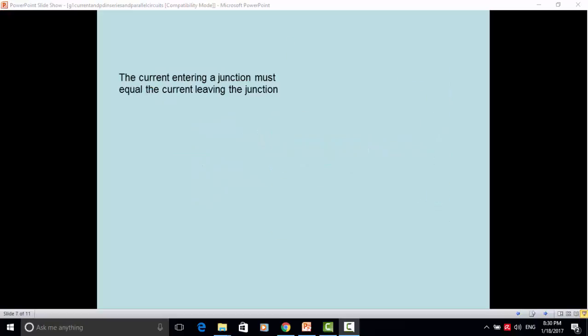So the current entering a junction must equal the current leaving a junction. The number of charges doesn't change. So with a junction here, if we have 2 amps, 2 coulombs passing per second coming into this junction, and if we have 1.5 amps passing up the top branch, there must be 0.5 amps passing along the bottom branch.